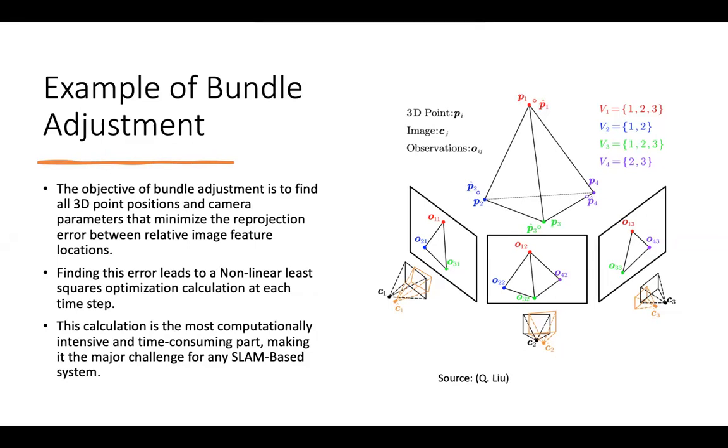Finding this error leads to a nonlinear least squares optimization calculation at each time step. Trying to calculate this is what makes it the most computationally intensive and time-consuming part, which makes it the major challenge for any SLAM-based system. To really accelerate a SLAM-based system for a real-time application, you have to accelerate the bundle adjustment. So now let's look at how you even solve bundle adjustment?